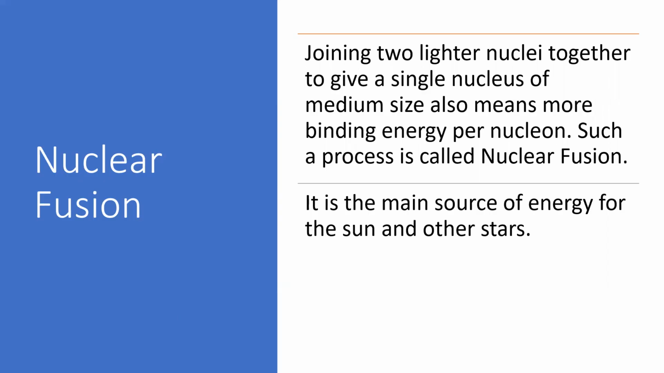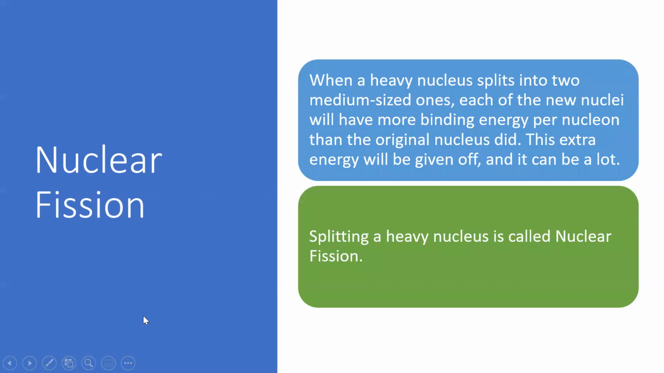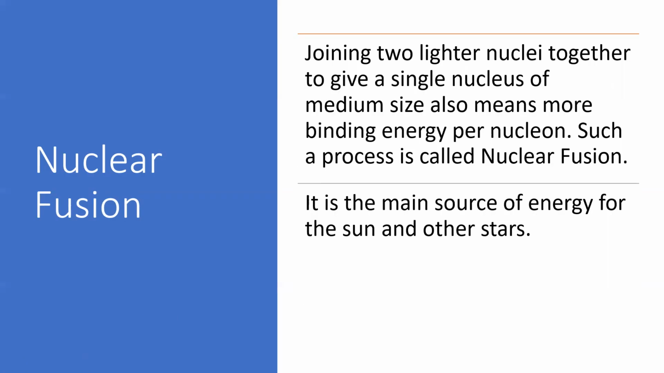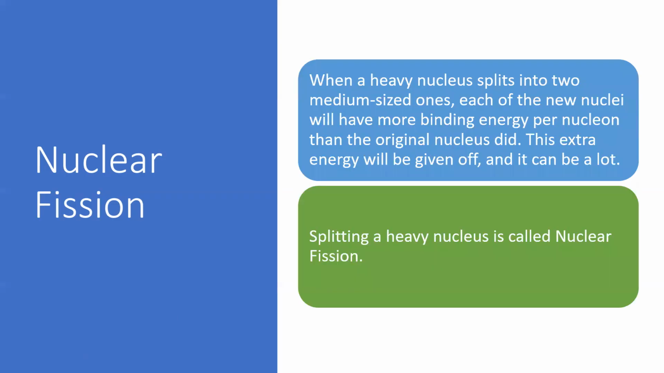So when two smaller nuclei combine together, there is a mass defect. Using Einstein's equation E equals mc squared, whatever energy we get from that mass defect is released in the process of fusion. We will also look at nuclear fusion and fission in detail in the next lesson.